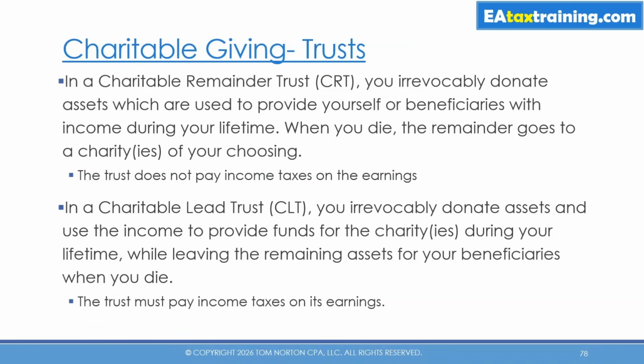Income during lifetime goes to the beneficiary. The underlying assets go to the charity at death. Charitable lead trust is the opposite. The income goes to the charity during your lifetime, and the assets go to your beneficiaries at death.